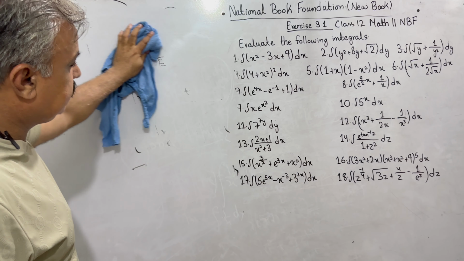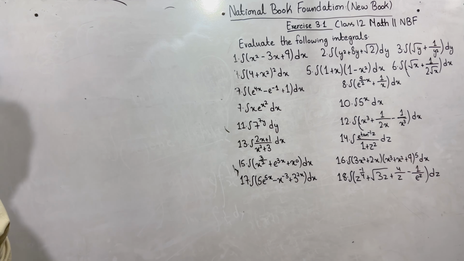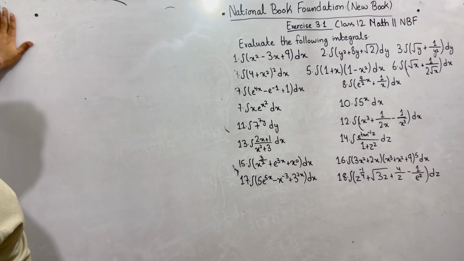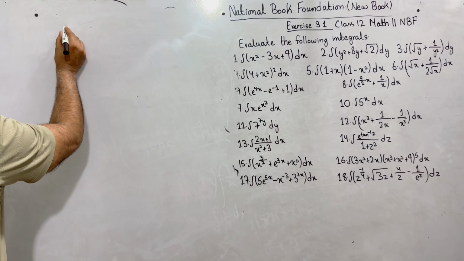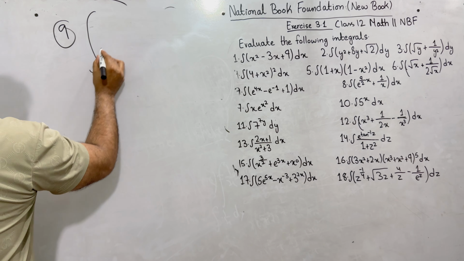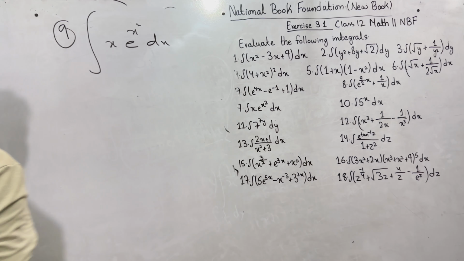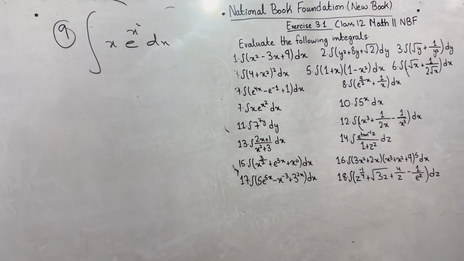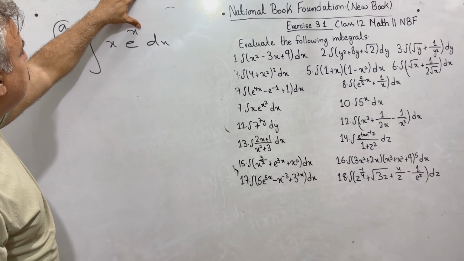Moving further, the rest is really very easy. After 8 there's 9: x times e raised x square dx. If 2 is not present here, it is the case of by parts.